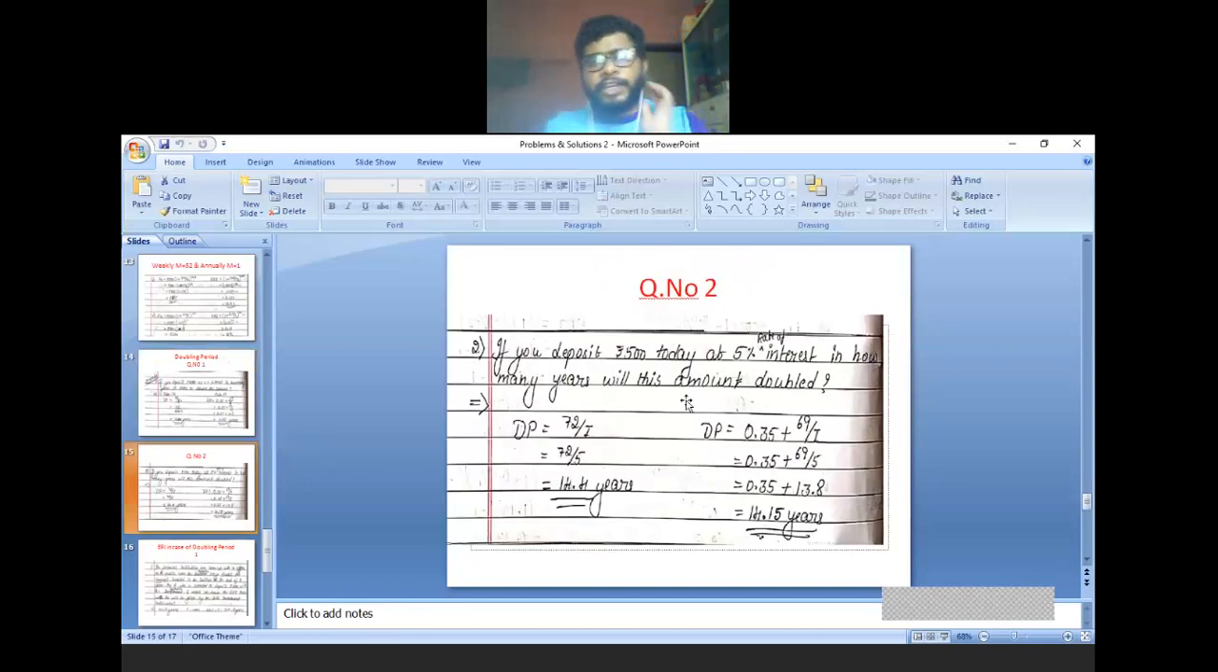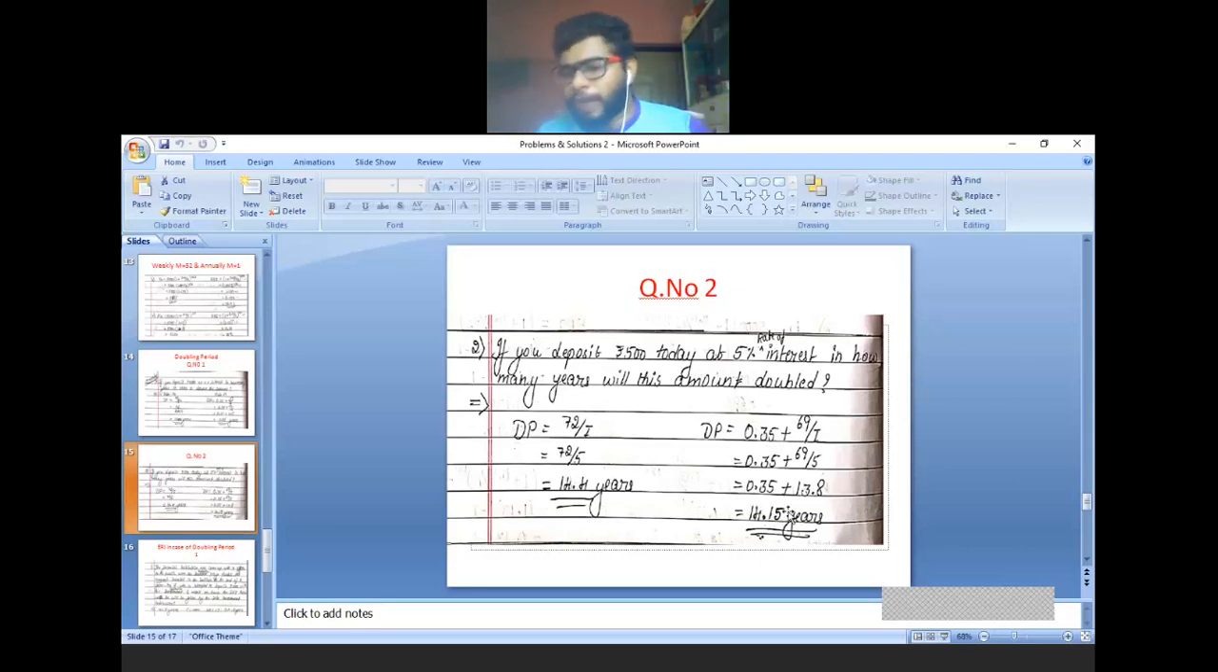If you deposit 500 today at a 5% interest rate, in how many years will this amount double? So for the doubling period formula, the 72 rule or 69 rule you have to apply. So approximately 14 years or 14.15 years it takes to double your amount.